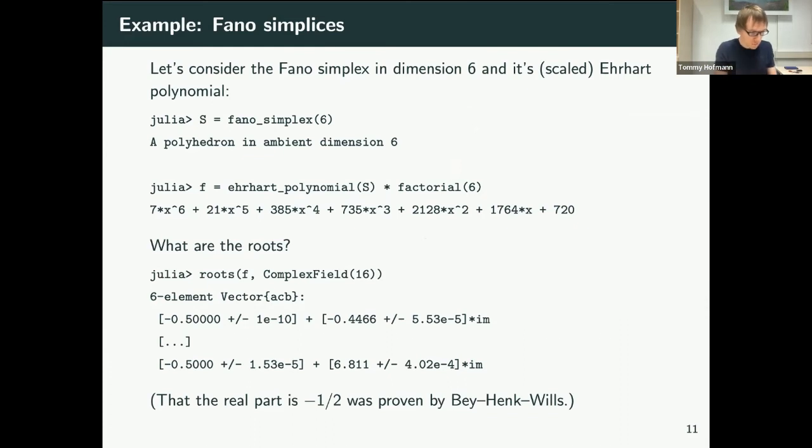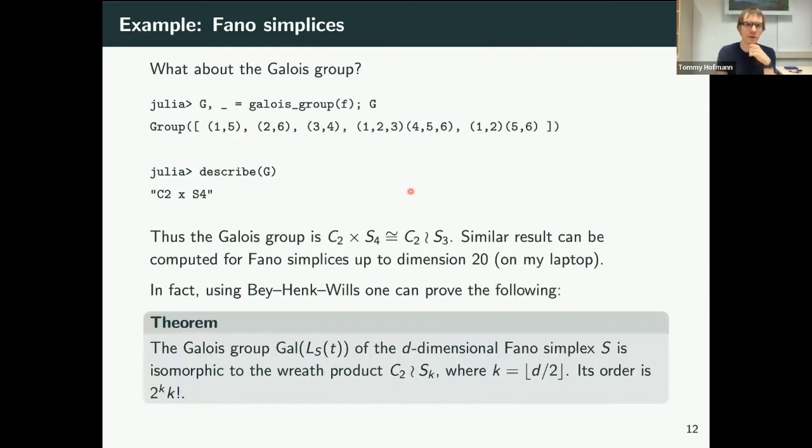Now, let's look at a Galois group. It's not very spectacular. You just call the function galois_group, and the input is the polynomial. It has 2 return values, and the second one is not interesting for us here. And it will be a permutation group on 6 letters, as we expected.